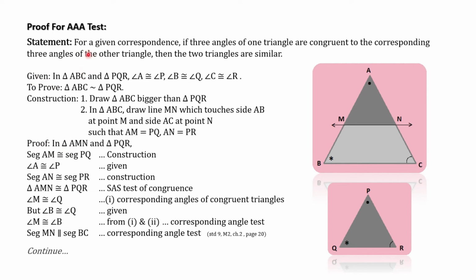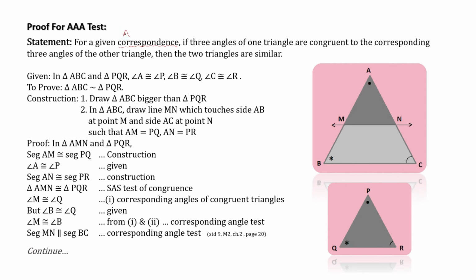Given. According to this statement, we will find the given and to prove. The given says in triangle ABC and triangle PQR, angle A is congruent to angle P. See this from the diagram, these are identical marks. Angle A and angle P are congruent, it means they correspond to each other. Angle B and angle Q are also congruent, and angle C and angle R are again congruent. So what is the correspondence? Because they mentioned a given correspondence, here the correspondence is ABC corresponds to PQR.